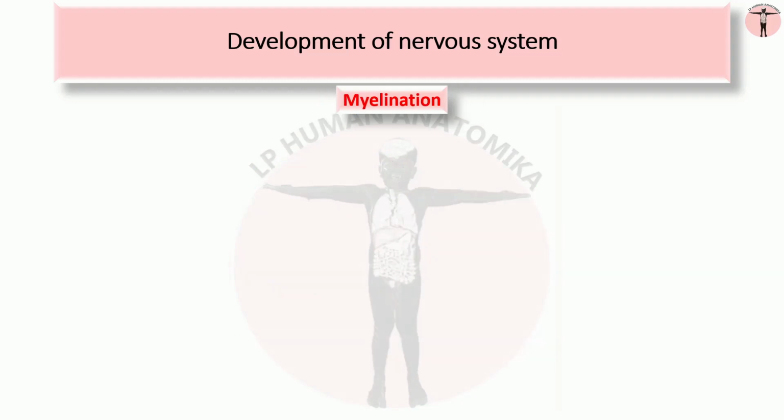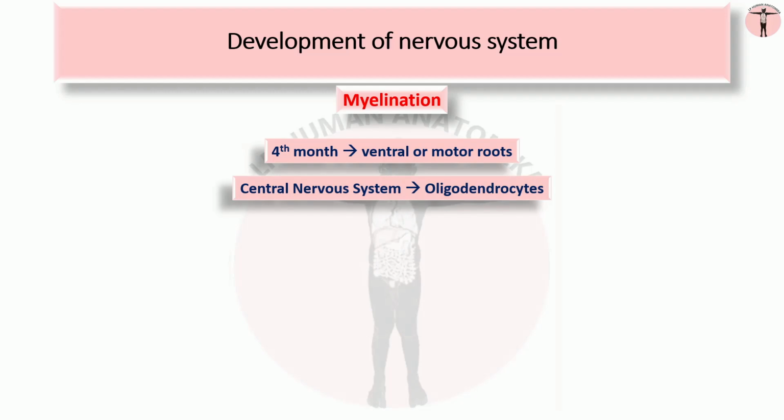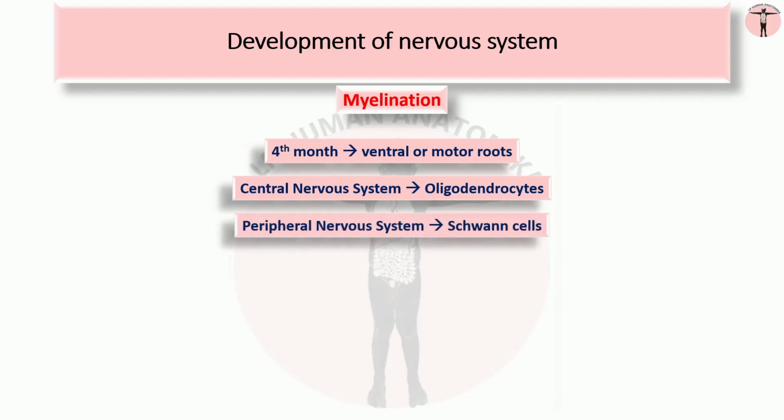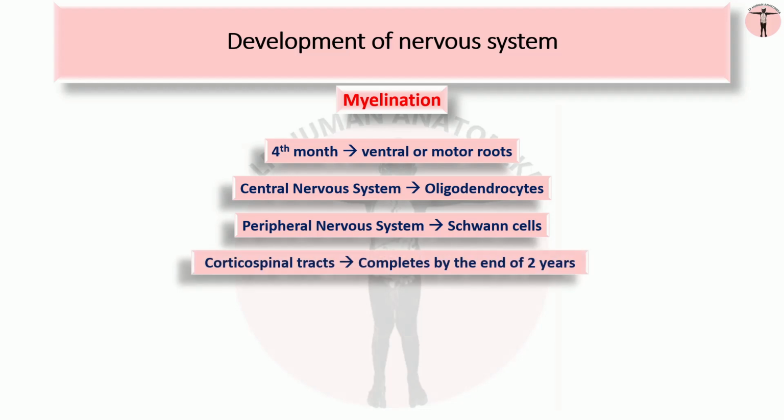Myelination. Myelination of the spinal cord begins during the 4th month in the ventral or motor roots. The sources of myelination are different in the central nervous system and peripheral nervous system. Myelination in the central nervous system is brought about by oligodendrocytes. Myelination in the peripheral nervous system is brought about by the Schwann cells. Myelination of the corticospinal tracts is completed by the end of 2 years of age, and myelination of the fibers in the association neocortex extends to 30 years of age.